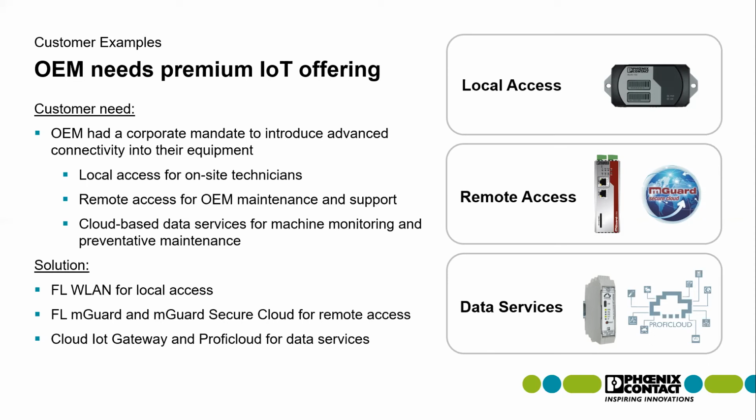And then finally, they wanted cloud-based data services to monitor how the machine would perform and look for trends over time for that preventative maintenance idea. To enable this, we're using our Cloud IoT Gateway product, which is pretty much just a protocol converter where it takes in the industrial Modbus data and converts it to MQTT to send to the cloud. And they're using our Proficloud service, which I had mentioned earlier was a really simple and easy to use cloud-based data storage and visualization tool.